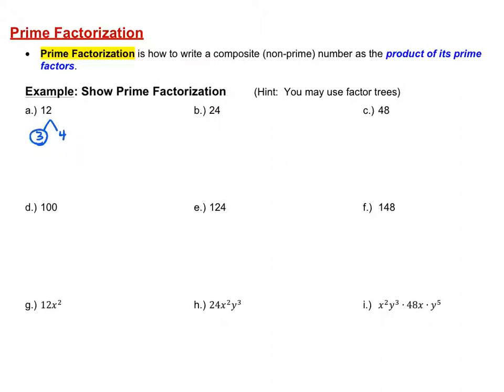3 is prime, so we circle it. 4 is not prime. It's what we call a composite number. So we know that we can break 4 down further into 2 times 2. 2 is prime. So we're done now. We have all prime factors. We can rewrite the number 12 as 2 squared times 3.